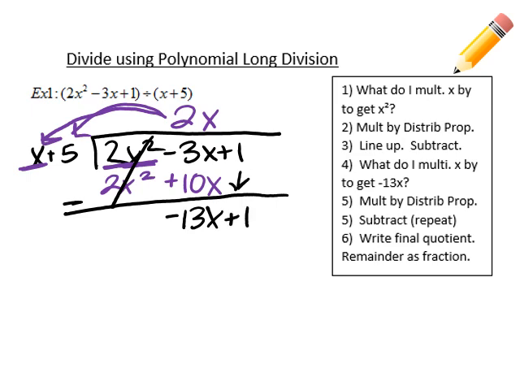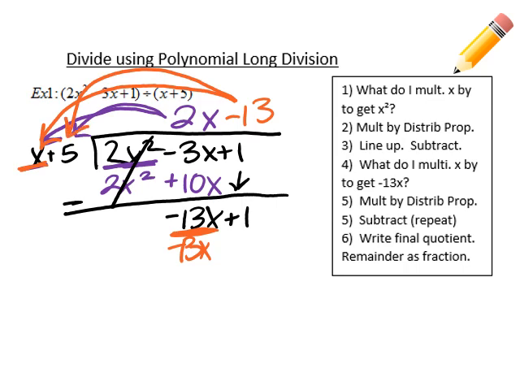Let's look at our next term. What can I multiply x by to get negative 13x? I need a negative 13. And negative 13 times an x gets me negative 13x. That's your check right there. We know we're on the right track. And a negative 13 times a positive 5 gets me to a value of negative 65.